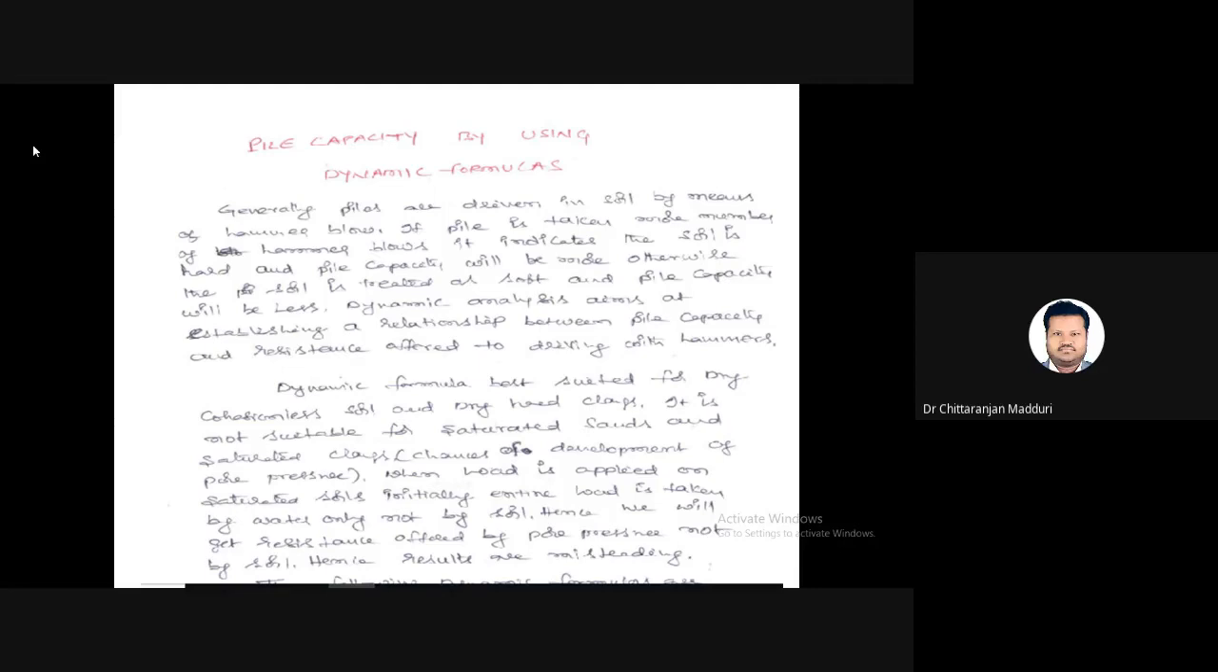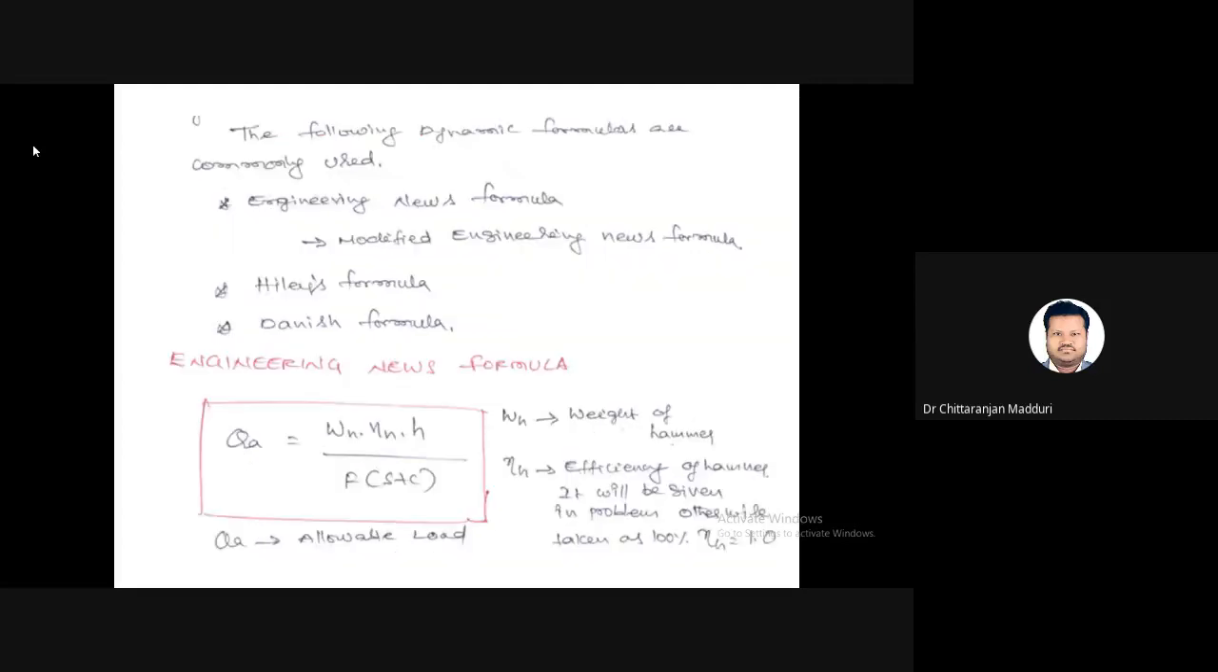So the principle behind dynamic formula is that the resistance offered by the soil against pile driving is taken as a reference for the estimation of pile load capacity. So the following dynamic formulas are commonly used. One is engineering news formula. In engineering news formula also again we have modified engineering news formula, Hiley's formula and Danish formula. So we have three formulas in dynamic analysis.